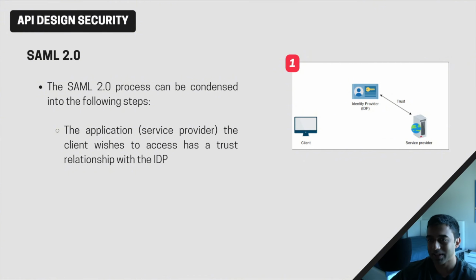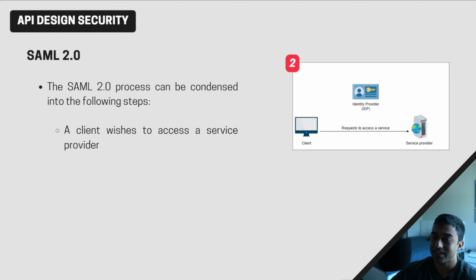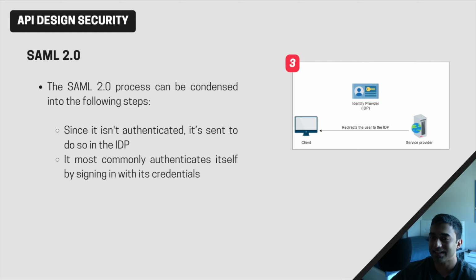So firstly, the application or the service provider the client wishes to access has a trust relationship with the IDP, or the identity provider. And then a client wishes to access a service provider. And then since it isn't authenticated, it's sent to do so in the identity provider.